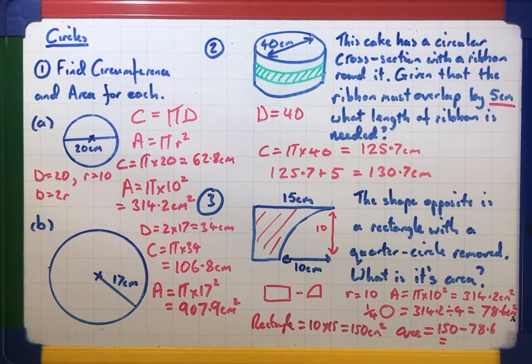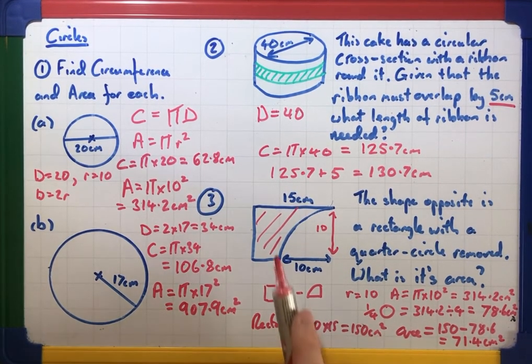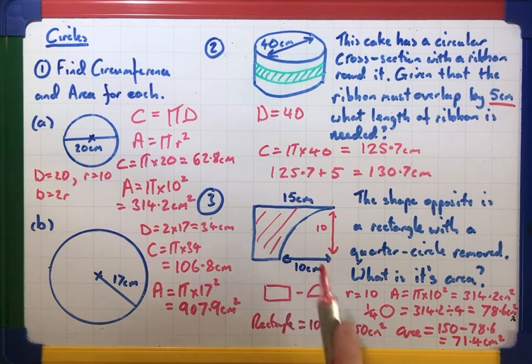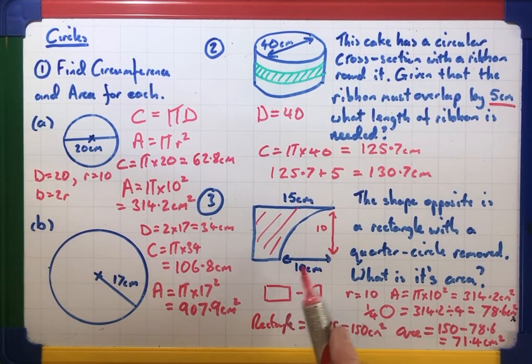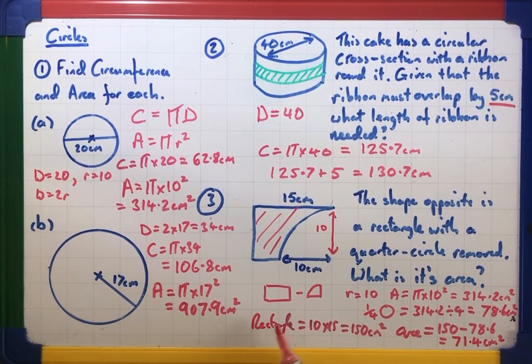gives me 71.4 centimetres squared. Okay, so I did it one bit at a time. I said, look, this shape was a rectangle, take away quarter of a circle. I worked out the area of the circle, divided it by 4 to give me the quarter of the circle. Remembered that with a radius, that bit must be the same as that bit, so we knew the width of the rectangle, so we did the area of the rectangle, and then we took away the quarter of the circle, which is the bit that's been cut off. Okay, and we don't forget our units are squared centimetres.